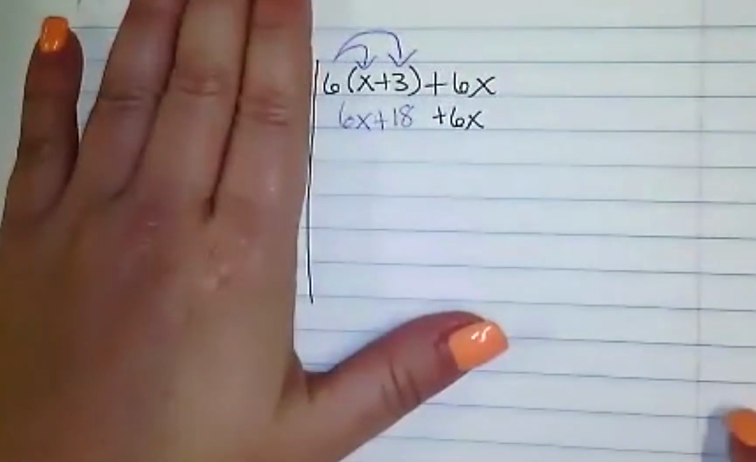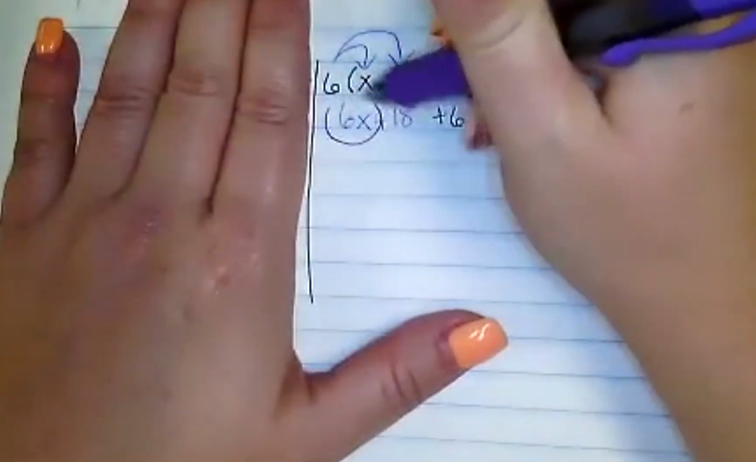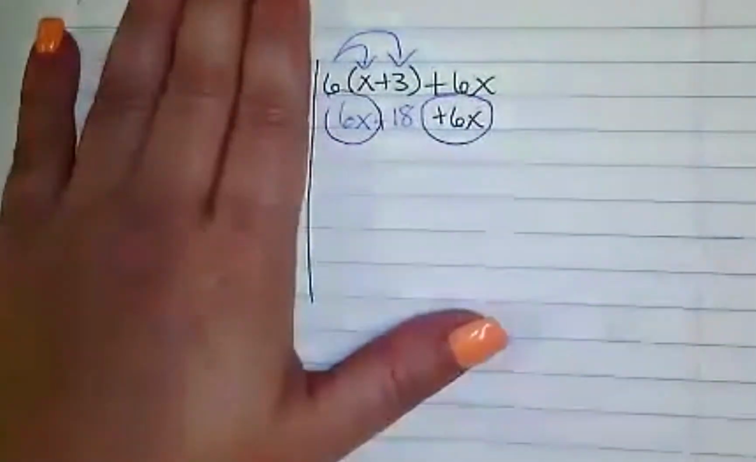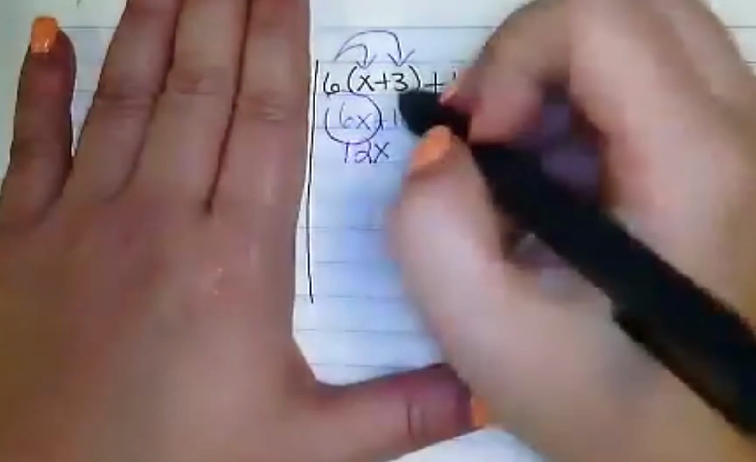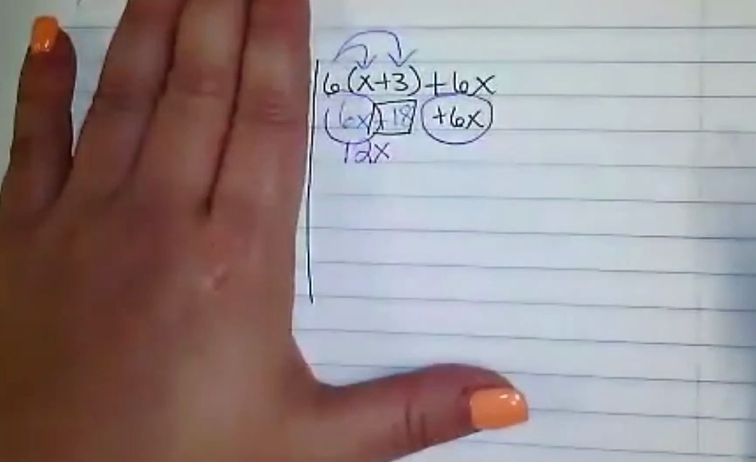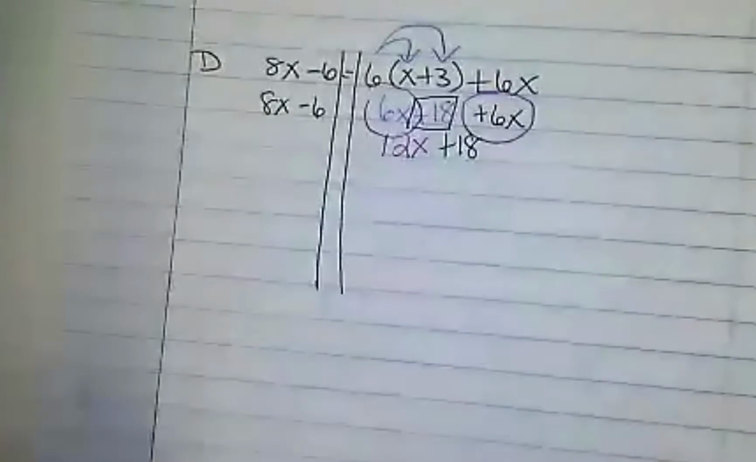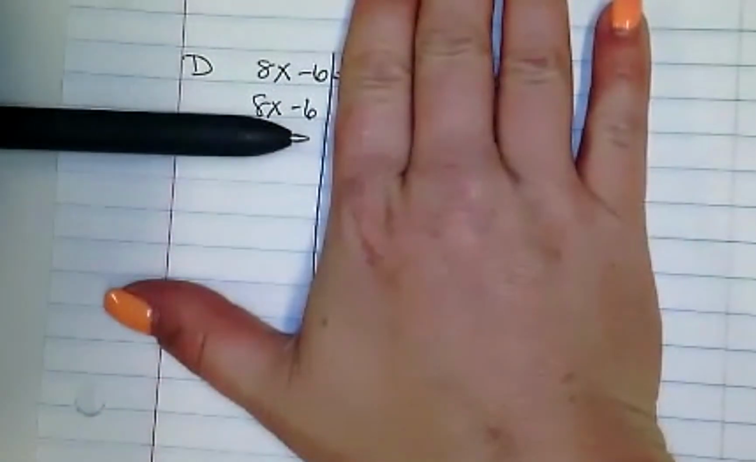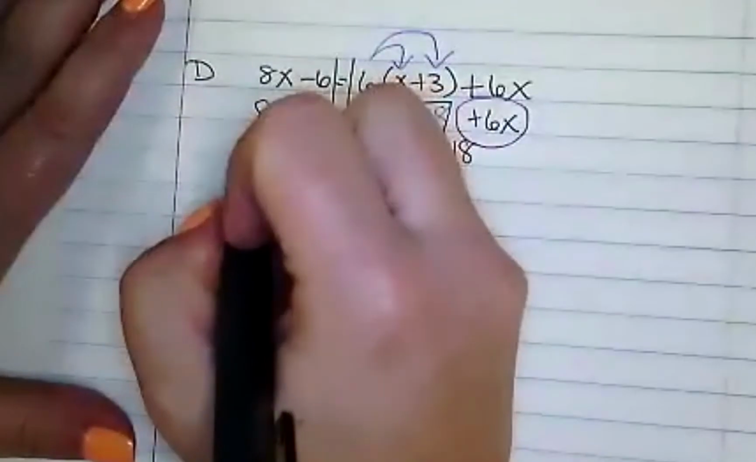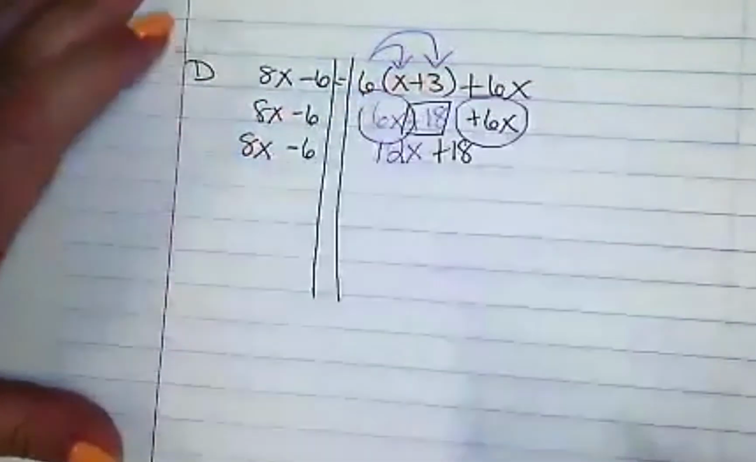So looking at just this right side, I do notice that I have terms that I can combine. 6x and 6x, which makes 12x. This 18, it doesn't have a match on this side, so I just bring it down. Then I'm going to look at this left side. I don't have any matches on this left side, so I'm just going to bring both of those terms down. 8x is a term, -6 is a term.